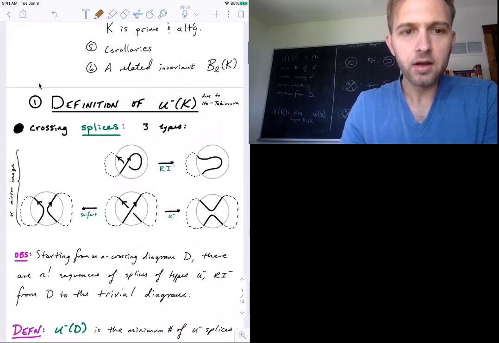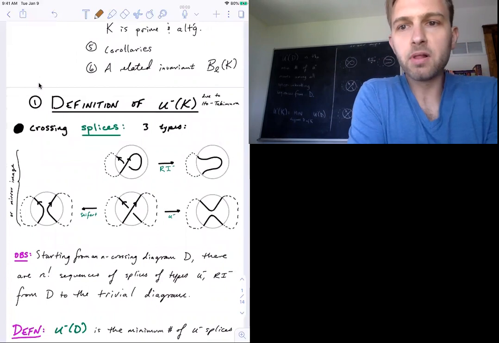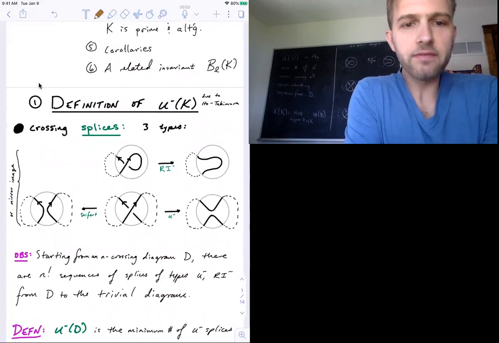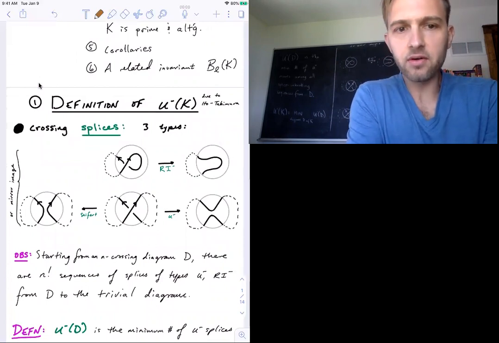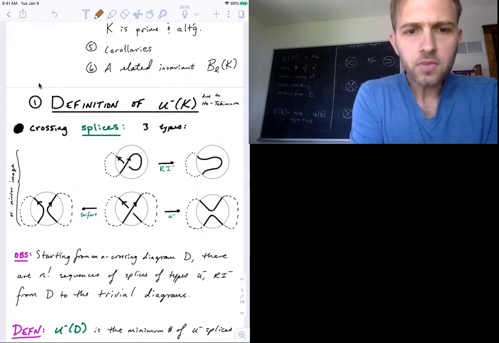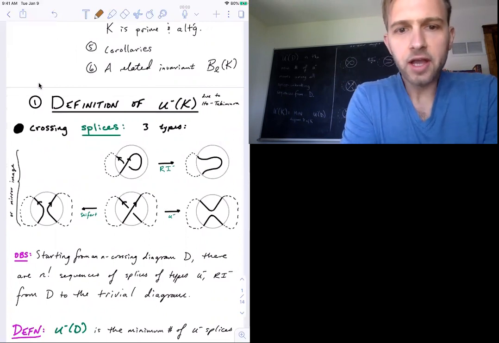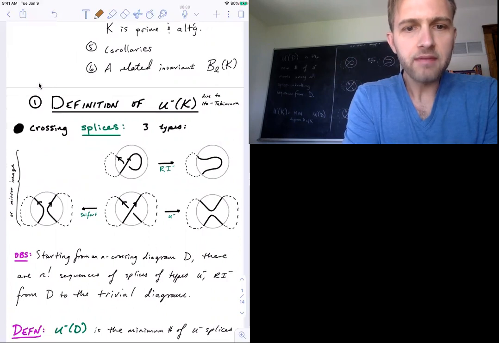First, a splice is like what is often called a smoothing. I'll be talking about smoothings later as well. So for a splice, you're getting rid of a crossing, kind of in the usual way.